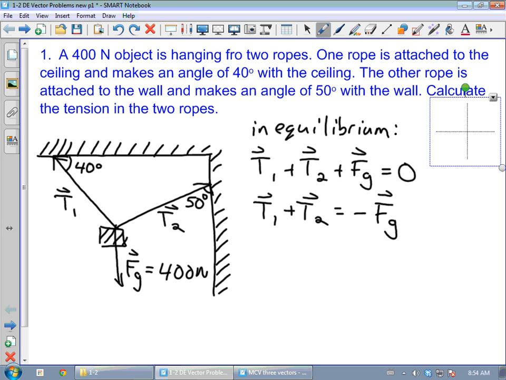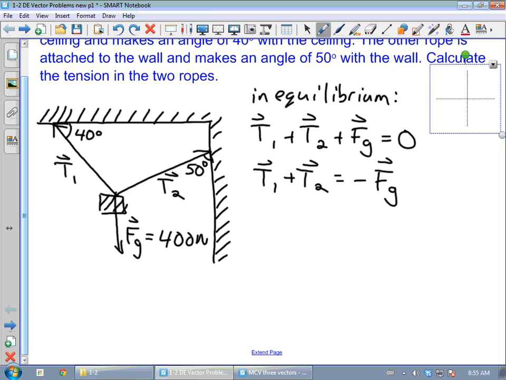So we've drawn ourselves a picture of the given information, and we've come up with an idea of how these vectors have to be added together. The next step is to take what we've drawn in this diagram and turn it into a vector diagram where we show this addition taking place, where we add the vector representing T1 to the vector representing T2 and get them to equal the opposite of our force vector.